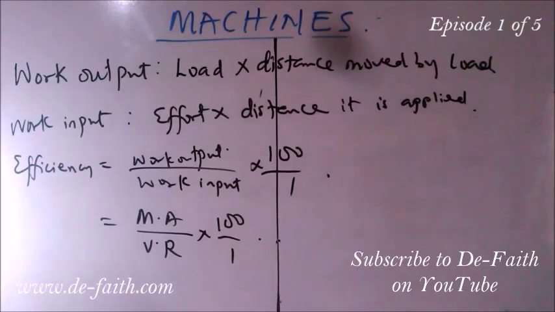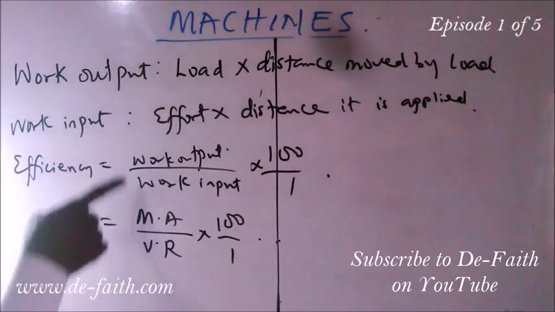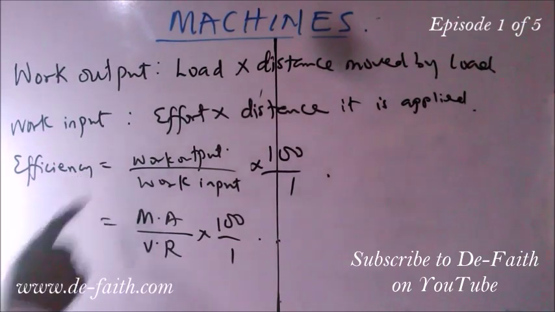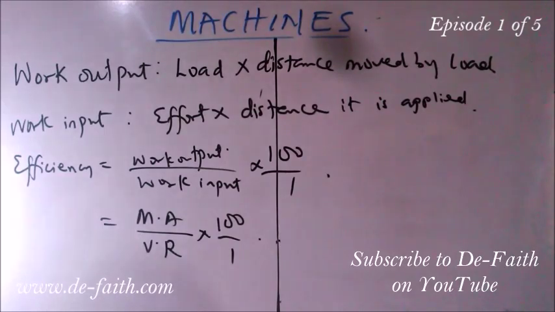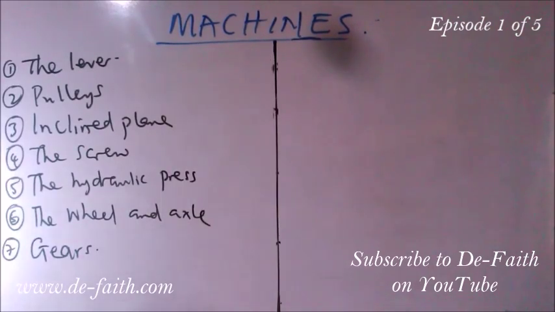And what does this mean? If you have an efficiency that is lesser than 100, it means that the work output is lesser than the work input. Likewise, the mechanical advantage is lesser than the velocity ratio. And 100% efficiency means that friction has been eliminated and some other factors. But really, do we have any machine that is 100% efficient? Well, that's the question.